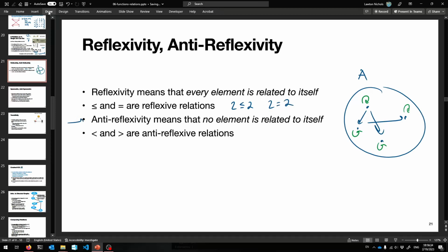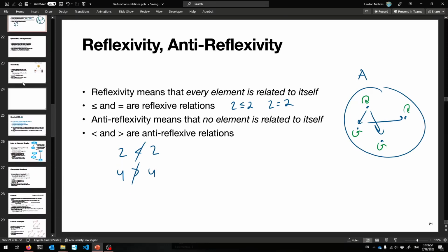Anti-reflexivity means that no element is related to itself. All right? No element at all is related to itself. So less than and greater than are good examples of anti-reflexive relations because 2 is never less than 2. That's never true. 4 is never greater than 4. It's equal to it. It's never related to itself under those relations. So that's reflexivity and anti-reflexivity.